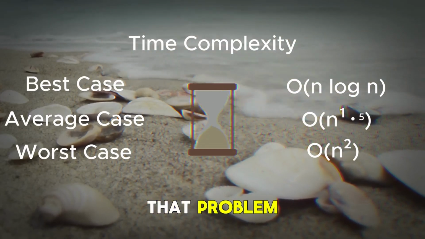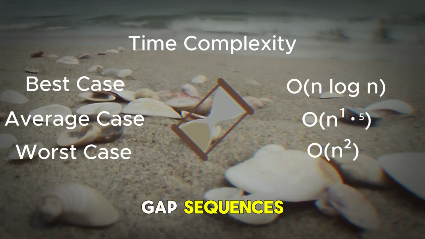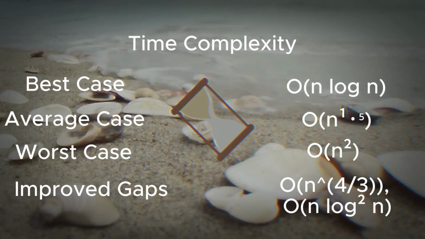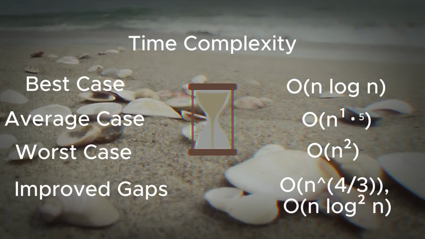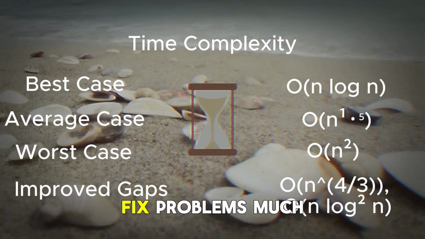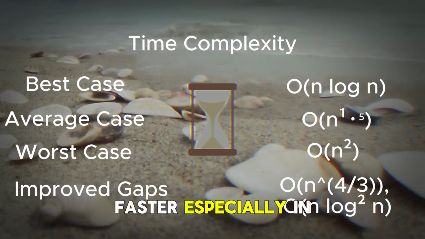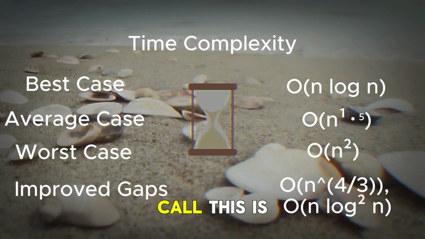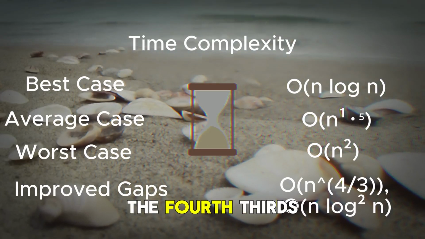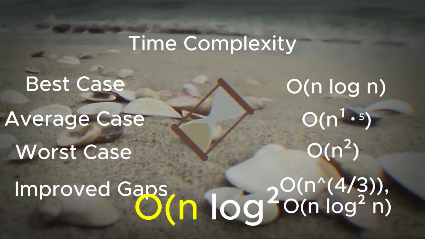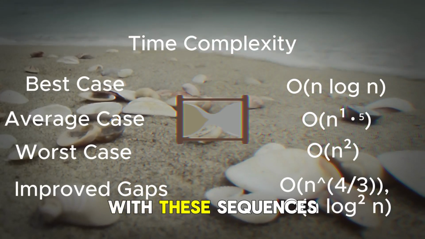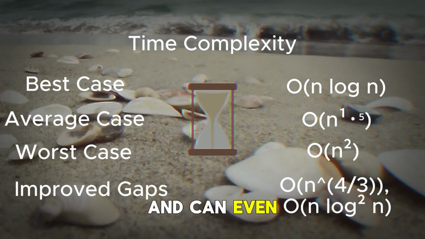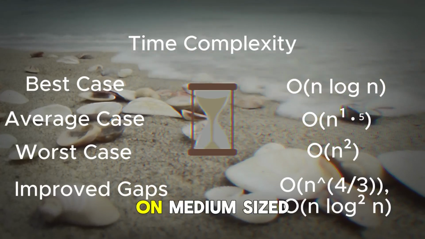So to solve that problem, researchers designed better gap sequences. And this is where shell sort really shines. These improved gaps help shell sort fix problems much faster, especially in the early stages. What we get is O(n^4/3) and O(n log squared n). With these sequences, shell sort becomes significantly more efficient and can even compete with some more advanced algorithms on medium-sized data.